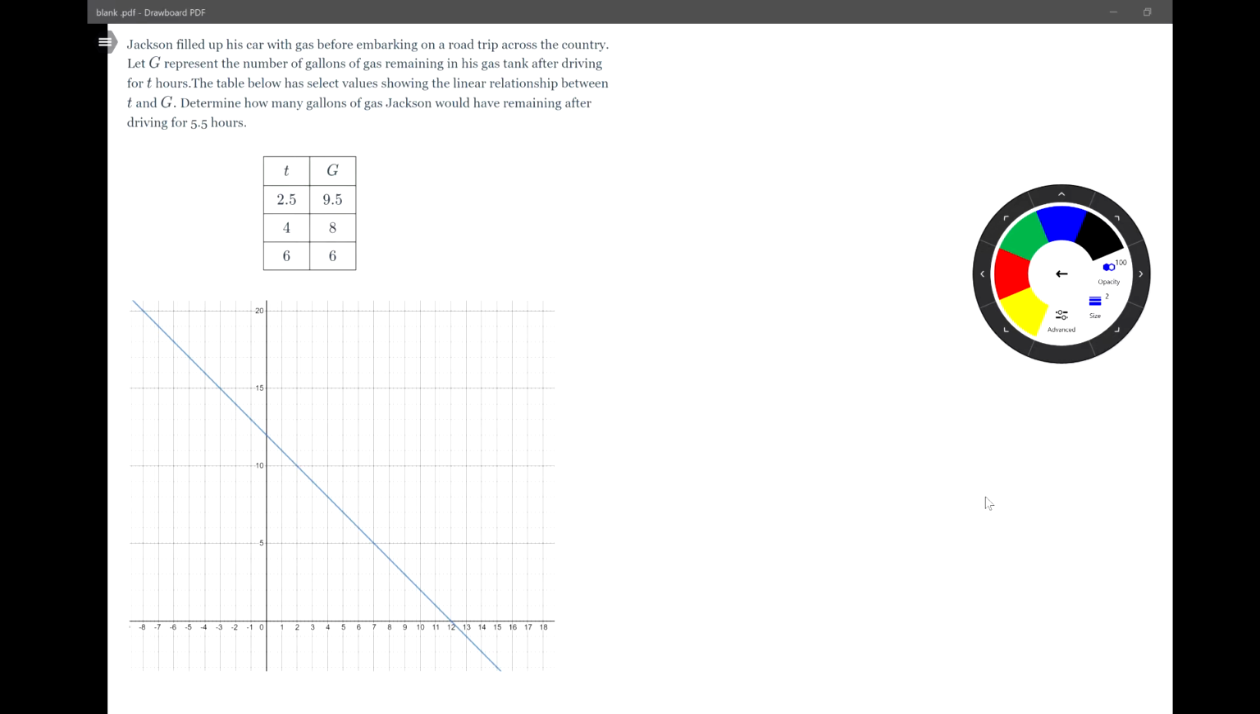On the table, they give you T to represent the hours, and G to represent the number of gallons of gas remaining in his gas tank. So we can label T as X and G as Y. I already plotted these points, and for those of you who are a little confused about how to plot it on the graph, for each value of X and each value of Y, when you pair them up together, they give you a point on the graph.